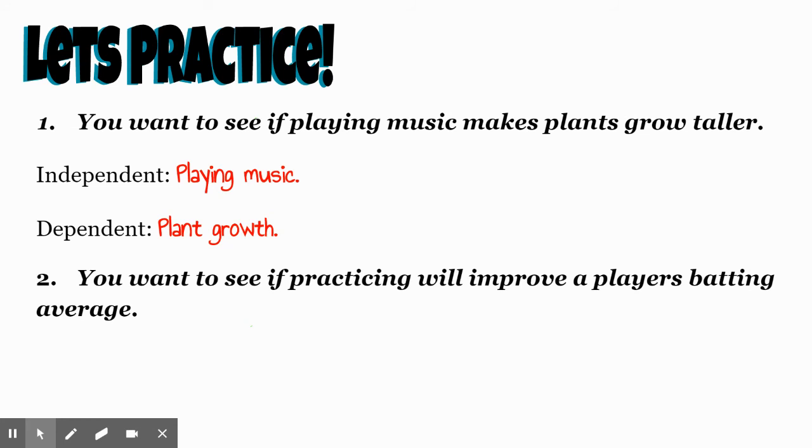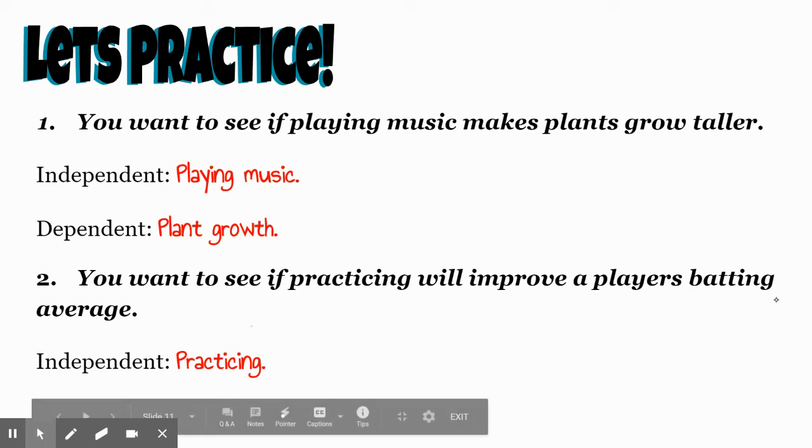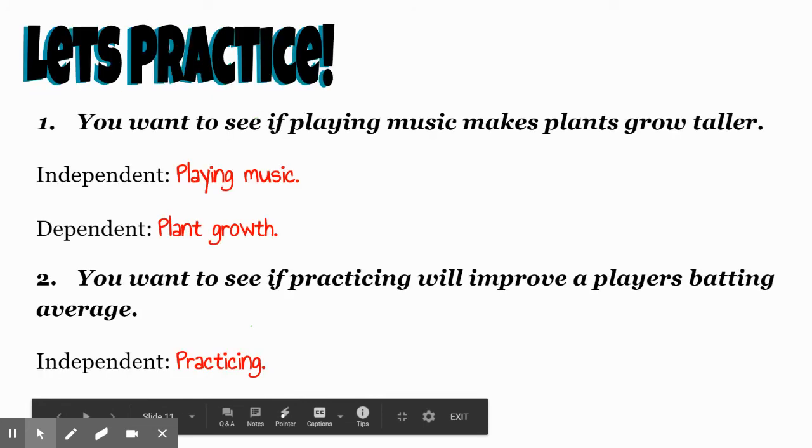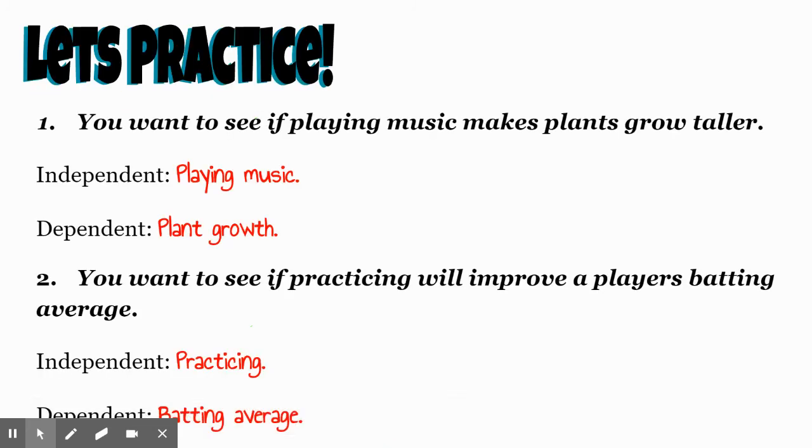The second example, you want to see if practicing will improve a player's batting average, right? The independent variable, the thing changing or the thing you're adding, is the practice. Your independent variable is the practicing, right? And what are we measuring at the end? I apologize that it kind of cuts off here. The thing that we get at the end, our dependent variable, is the batting average. That is the thing that is being affected.